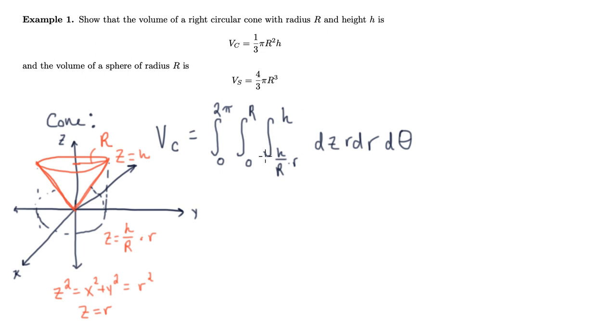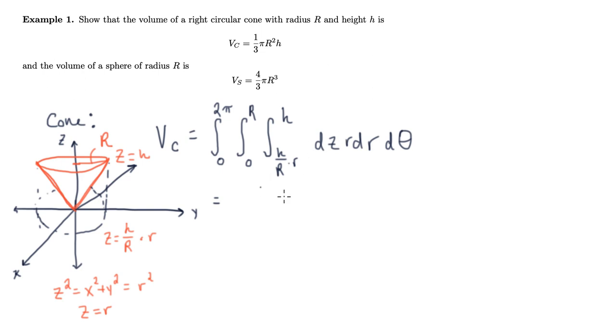So it's just a very simple polar coordinate. I'm basically just integrating over a circle, and I'm going from the surface that is the cone, and I'm cutting it at the height that I want. So let's actually evaluate this integral.